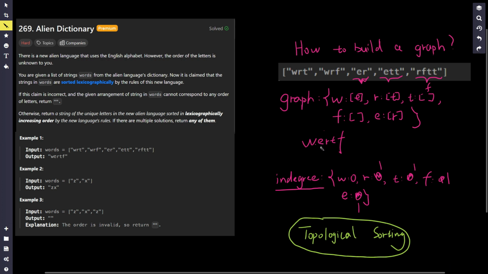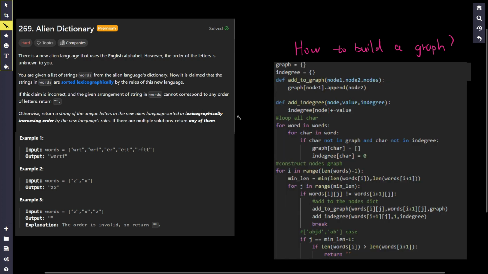So we come up with the word WERTF. The in degree of W is 0 because this is the first letter. It doesn't have any edge that comes into the letter W. And F is the last letter, so that means it doesn't have any edges coming out of F. And this is the Python code.